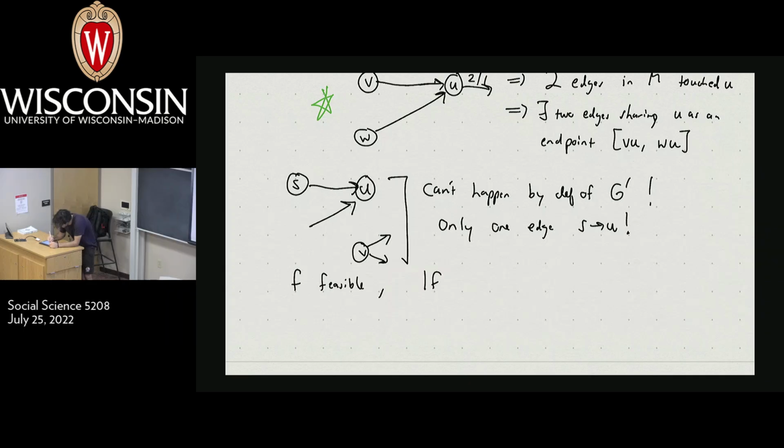And now the value of F is k. Why is that? Because we've used k edges S to U, where UV was in the matching. So for each edge in the matching, we made a path flow, and in particular, the first edge on that path will add 1 to the value of F.